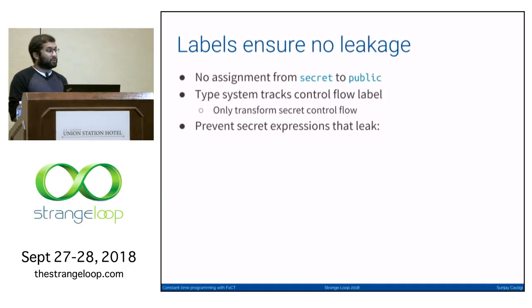The labels are there to ensure that there is no leakage. There's no assignment from any secret data to public variables. There's no indirect leakage of secret data based on control flow or any other routes. And we can use these labels to prevent secret expressions that may leak in an indirect manner.